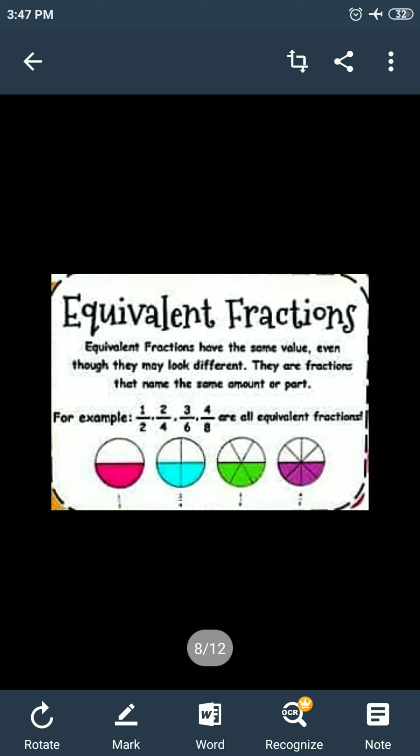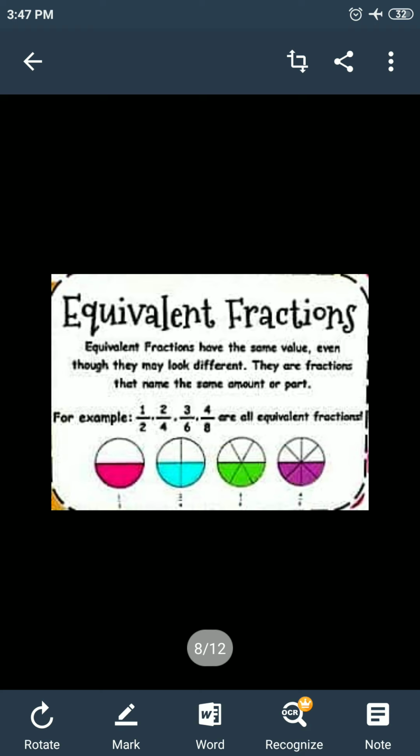Then convert the circle into 6 parts and shade 3 parts of the circle. Then make 8 parts of the circle and shade 4 parts. In the first we shade only 1 part, in the second picture we shade 2 parts, in the third we shade 3 parts, and in the fourth we shade 4 parts. The number of parts is different, but the part which is shaded is equal.